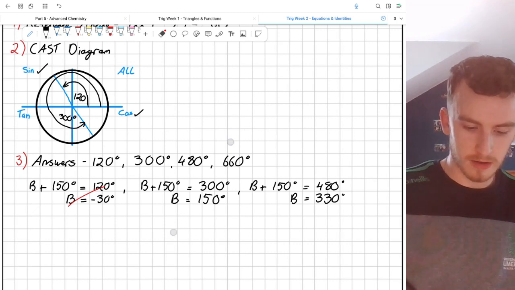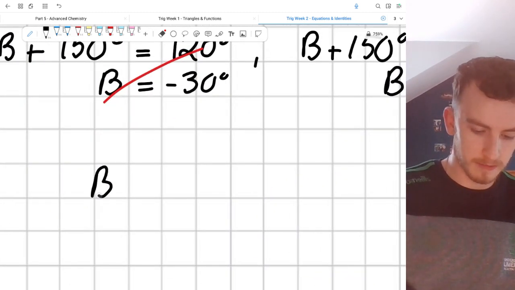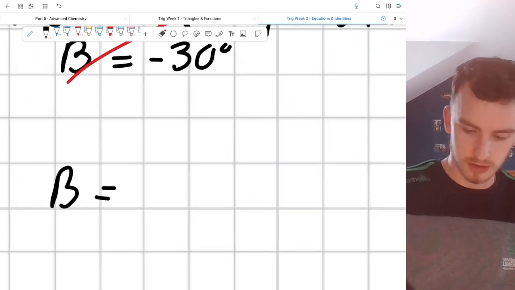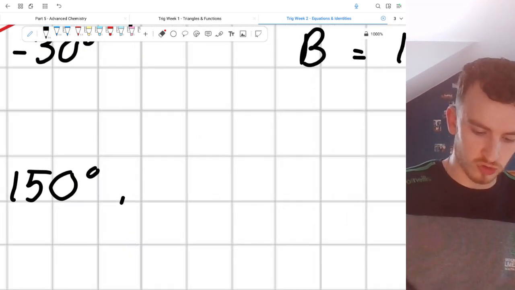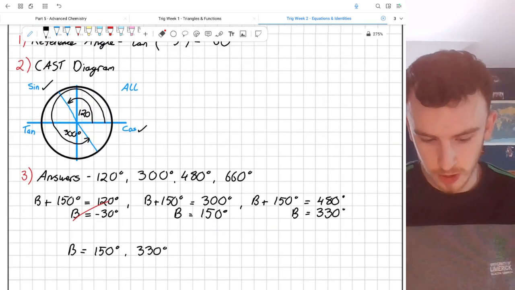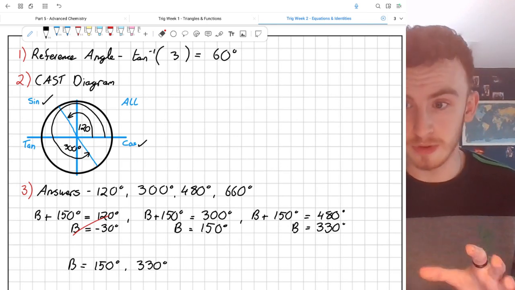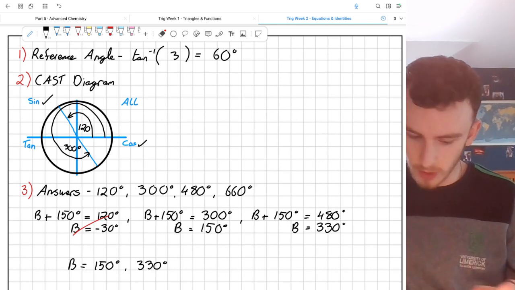So my two answers then is b is equal to, what did I say, 150 degrees and 330 degrees. And that is that question done. So small differences, but a very, very similar method. Okay.